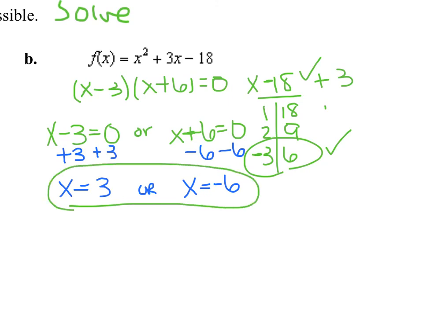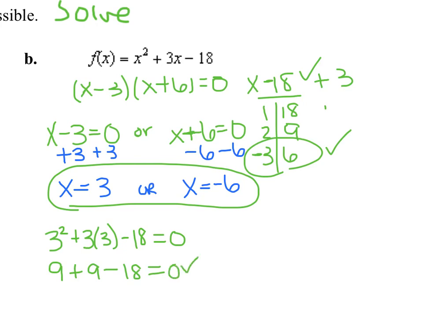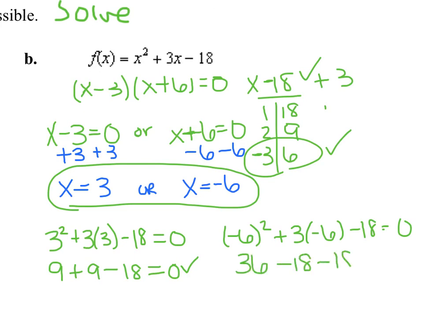You could always check by plugging it back into the problem. 3 squared plus 3 times 3 minus 18, does that in fact equal 0? Well, 3 squared is 9. 9 plus 9 equals 18, and if you subtract 18, you get 0. You could also do negative 6. Negative 6 squared plus 3 times negative 6 minus 18, does that also equal 0? Negative 6 squared is 36. 36 minus 18 minus another 18 does in fact equal 0.